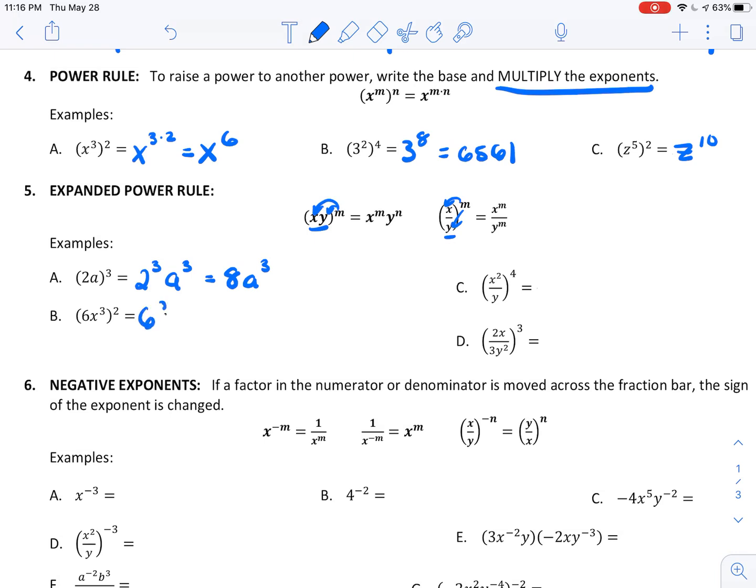6x to the third squared. Well, that's 6 squared, x to the 6th power. That's 36x to the 6th. All right, same thing with division.